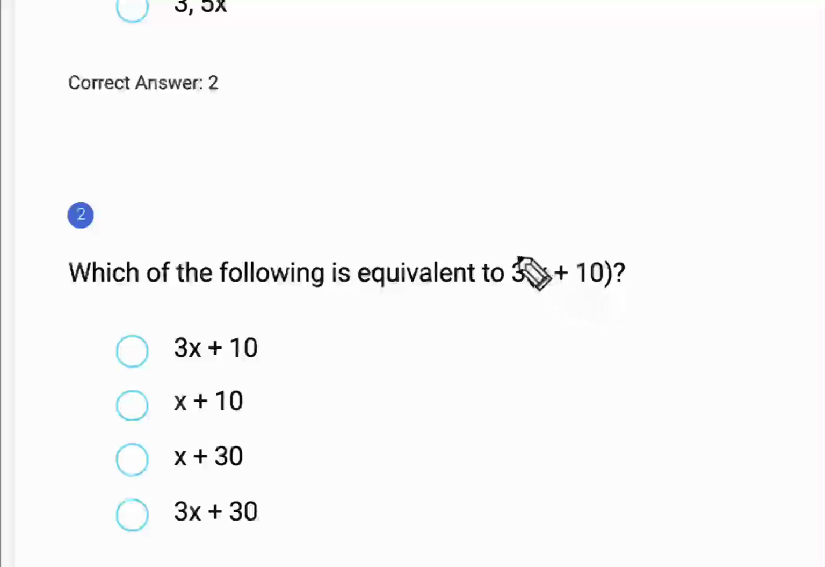So we should use the first one, the distributive property. Why? You should multiply 3 by the first term and multiply 3 by the second term. So 3 times x equals 3x, and 3 times 10 equals 30. Yes, so the first one is 3x, and the second one, 3 times 10 equals 30. So the correct choice is this one.